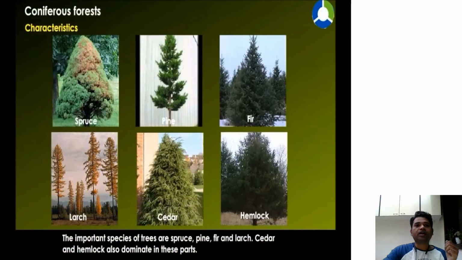These are the characteristic coniferous forest trees or gymnosperms like spruce. We have spruce, pine, fir, larch, cedar, as well as hemlock. And I'll give you an example: the hill station of Ooty.